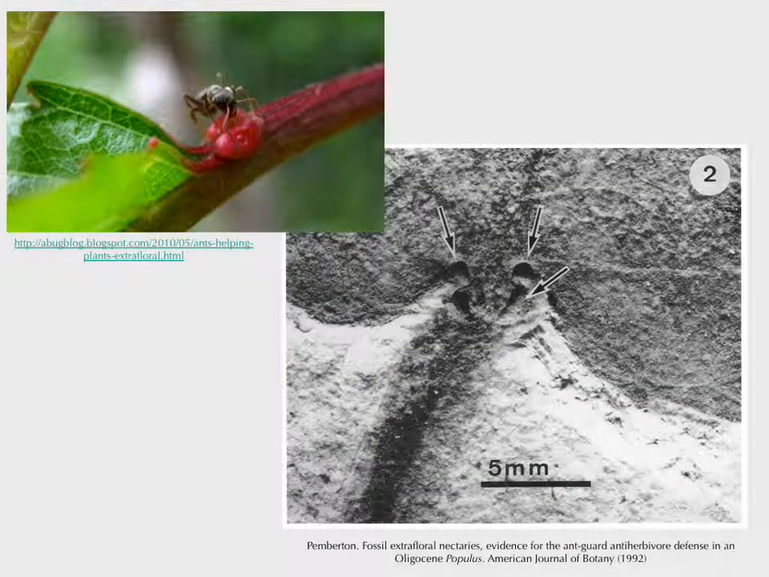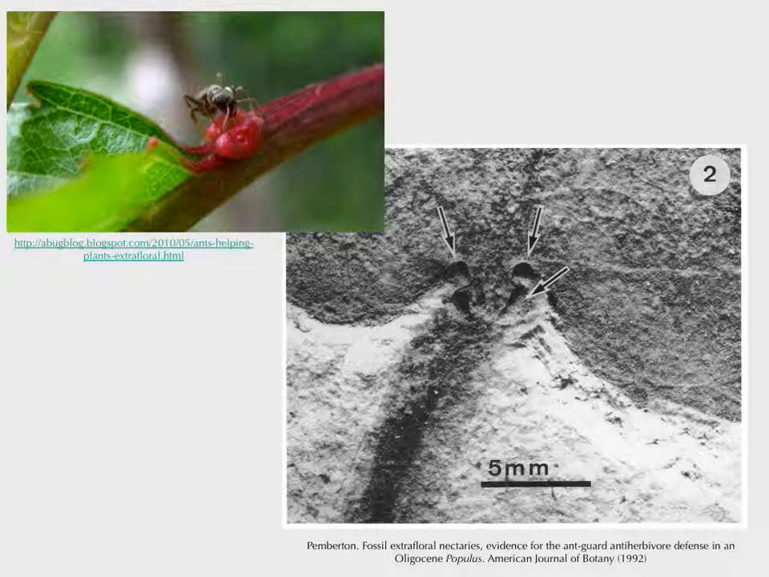We can find fossils, regular body fossils kind of information, right? So here, what's this ant doing? Nope, it's collecting something, not the seed. Nectar. Is that one a flower?